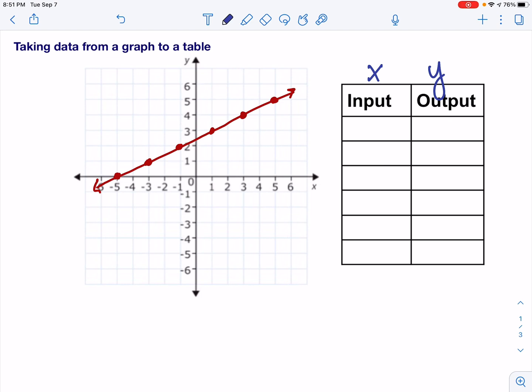Sometimes you'll call the x values the domain and the y values the range. Sometimes it's input, sometimes it's output. We're going to look at x and y because each of these points that you see on this graph, we can write as an ordered pair, as an x and y.